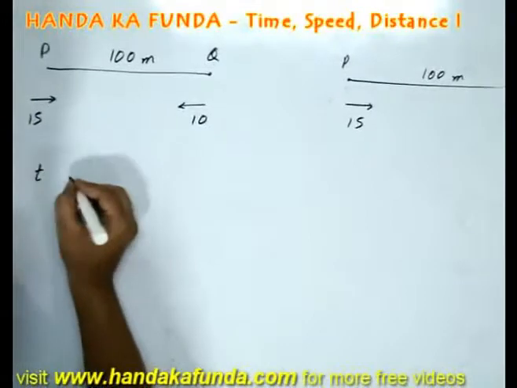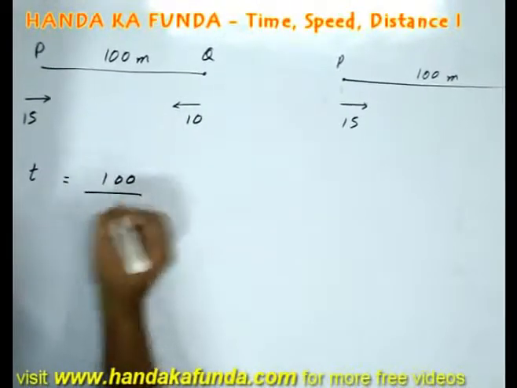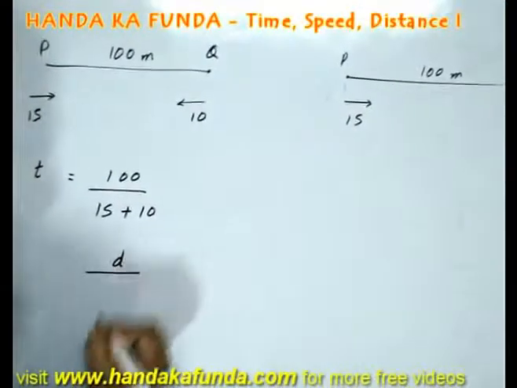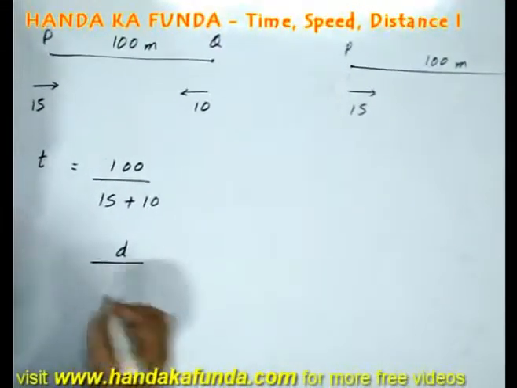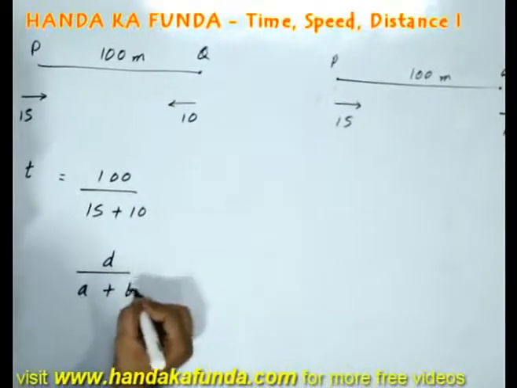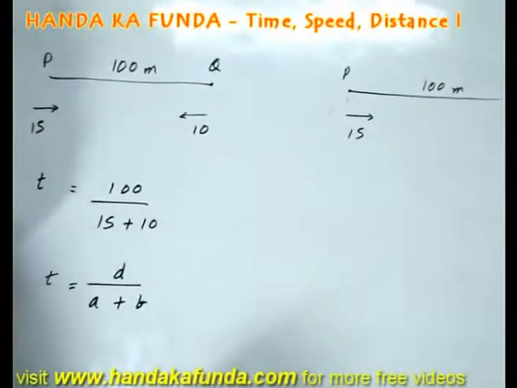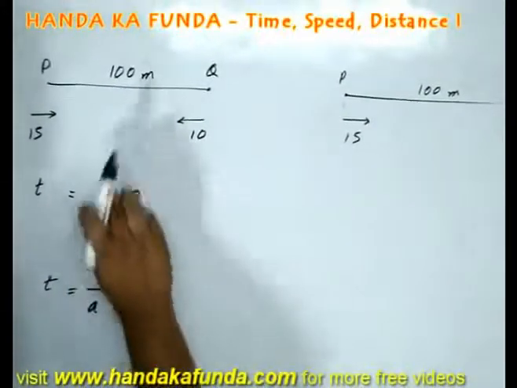Then the time taken by them to meet will be 100 by 15 plus 10. The point that I am trying to make is that to cover a distance D with two speeds A and B towards each other, the speeds get added up, or it becomes D by A plus B. But it is also important to understand why it happens. Think about it.